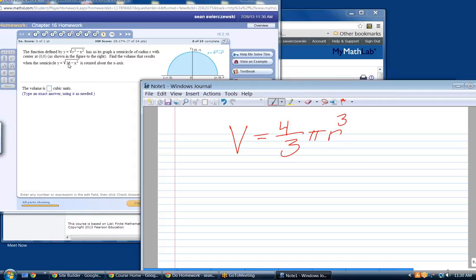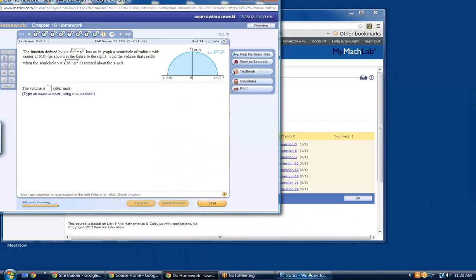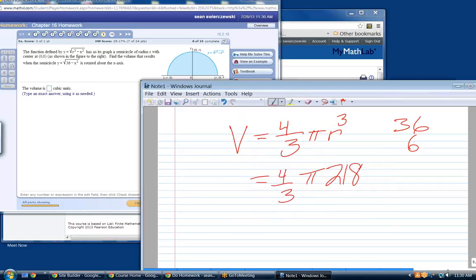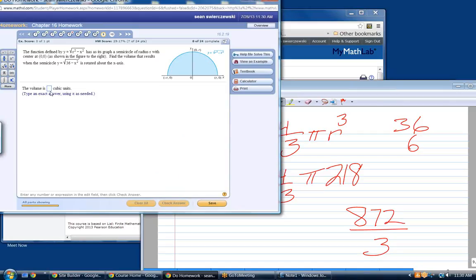Since we know the radius is 6, we can just plug it in here, and we get 4/3 pi times 6 cubed, which I believe is 218. 218 is not divisible by 3 either. So what do we got? We got 872 divided by 3. It's as small as it gets.